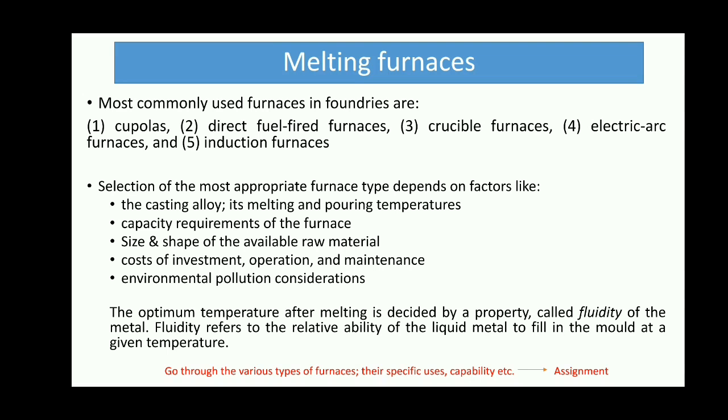So for melting the metal, we use different melting furnaces. There are various types of furnaces used in the foundry process. Some examples are the cupola, direct fuel fired furnaces, crucible furnaces, electric arc furnaces, and similarly induction furnaces. What is the purpose of using these furnaces? Basically they are used to melt the metal, to achieve the molten state so that later we will be able to process that molten metal.